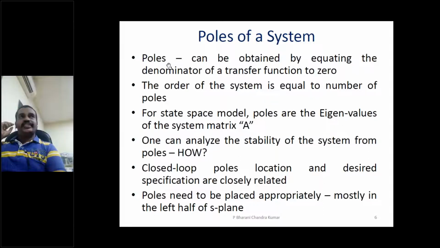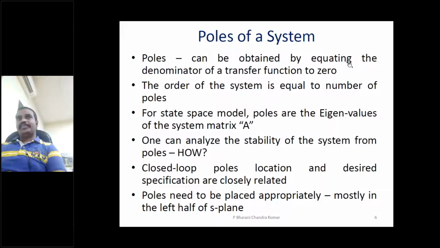As far as the transfer function is concerned, you might be aware there is a numerator as well as a denominator. If you equate the numerator to 0, then whatever corresponding x values we get, we call them the zeros. And similarly, if you equate the denominator of a transfer function to 0, then we call them the poles.